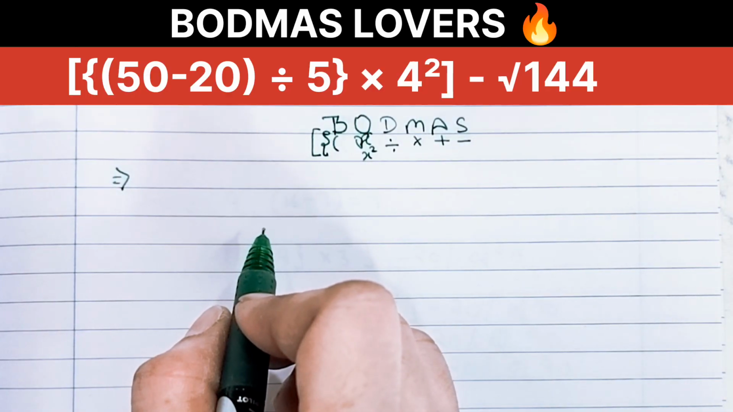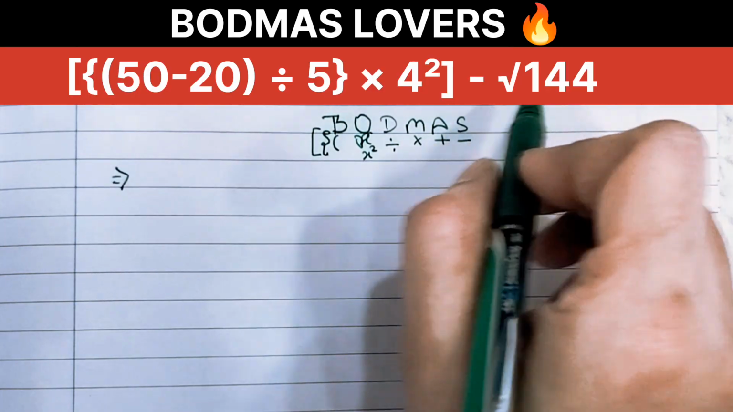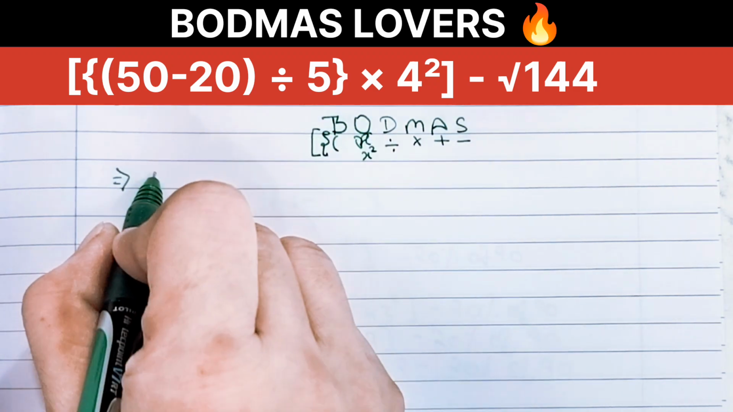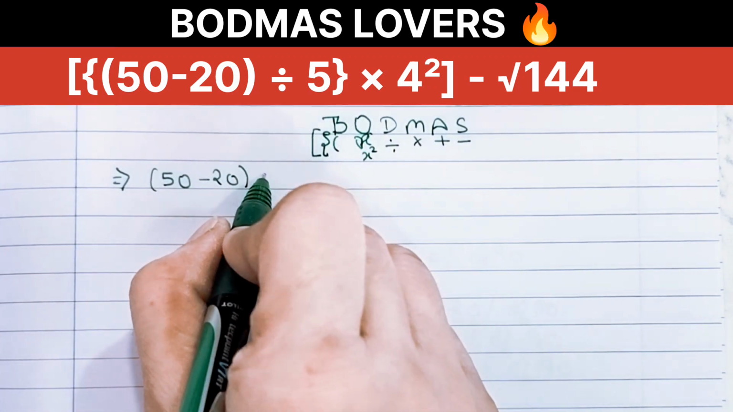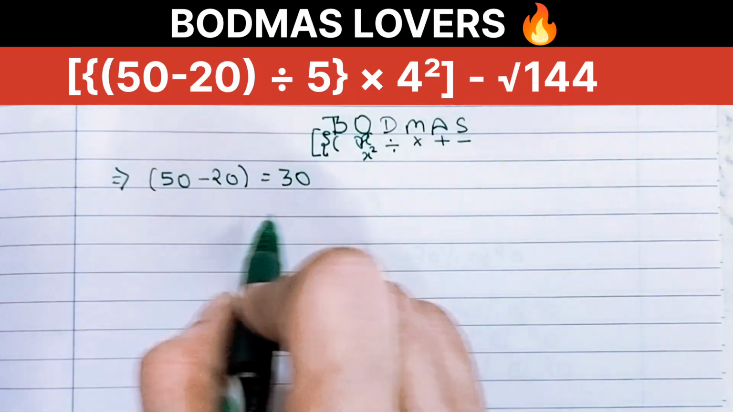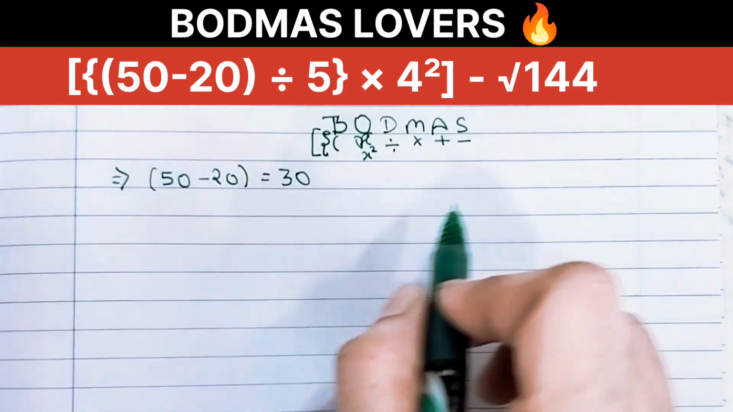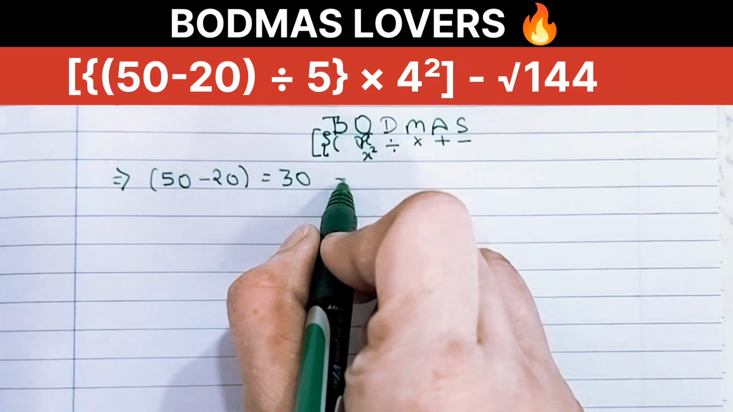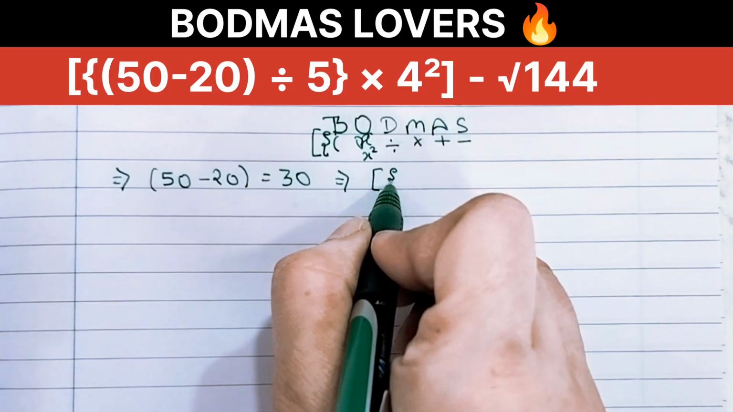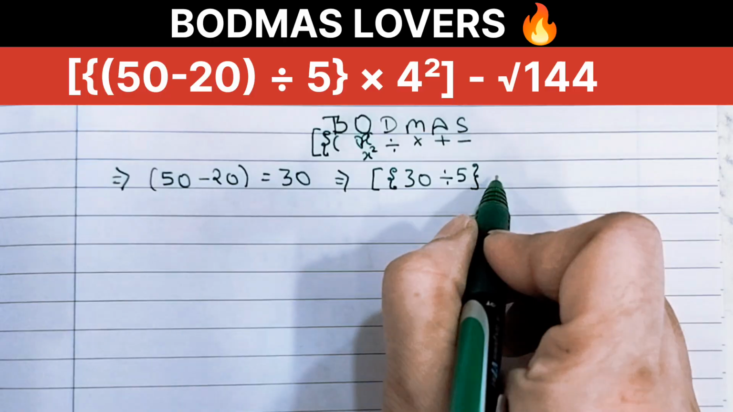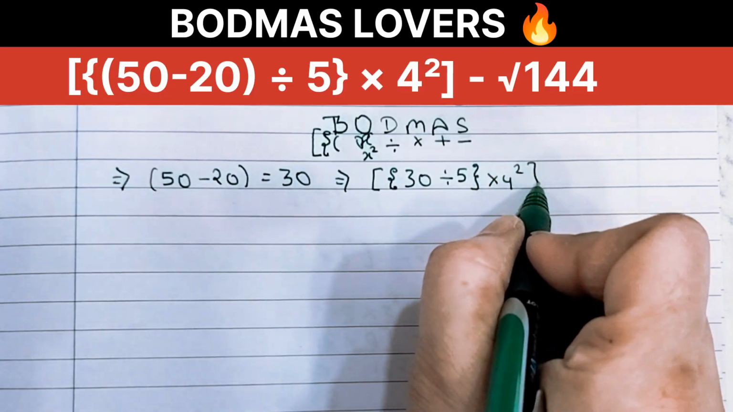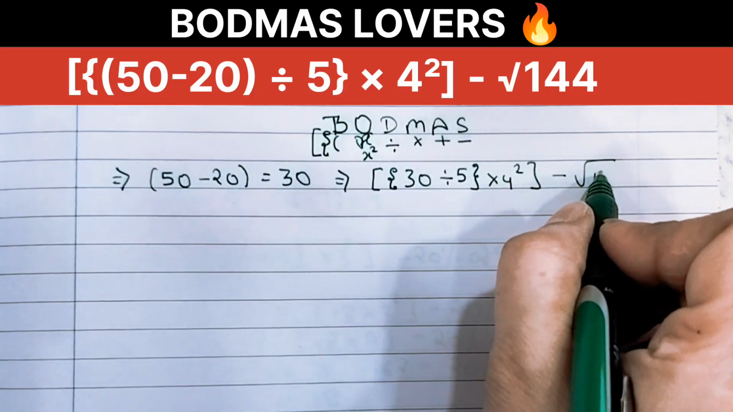First, we solve the innermost parentheses. In this expression, we have small brackets and we have 50 minus 20. Now we have to calculate. After that we'll get 30. According to this step, BODMAS dictates clearing the inner round brackets first. And now the current expression becomes square bracket, curly bracket 30 divided by 5 curly bracket, multiplied by 4, square bracket, minus root 144.